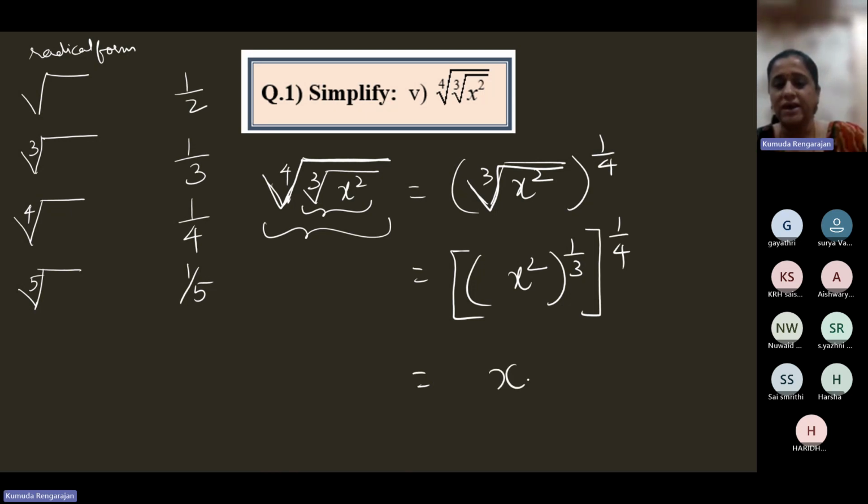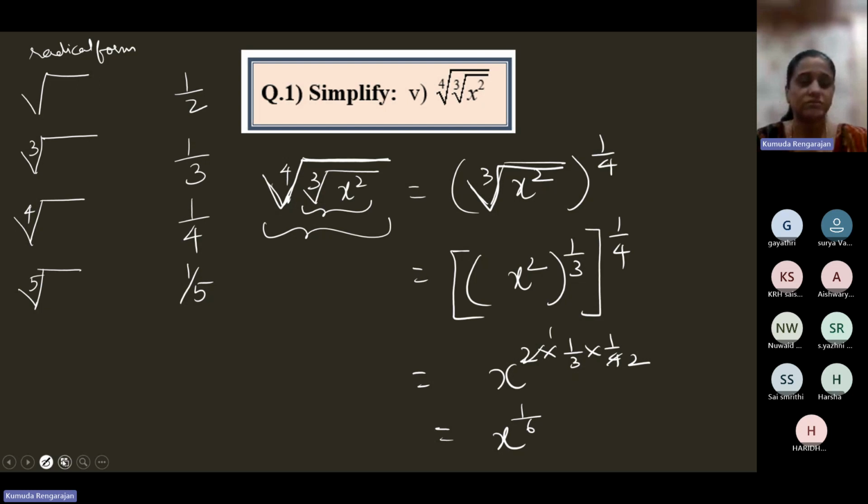Now the base is x, but it is raised to multiple powers. So multiply all the powers and simplify if possible. Multiply the numerators. 1 into 1 into 1 is 1, by 3 2s are 6. So the answer is x to the power 1 by 6. Can we write 6th root of x? Yeah, you can also write a 6th root of x.